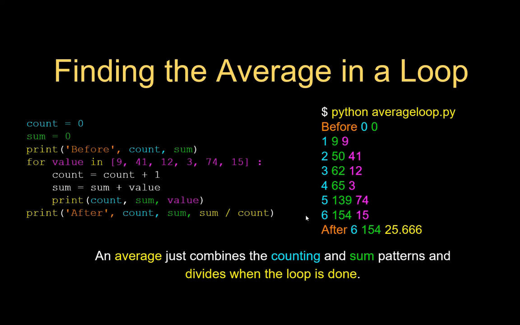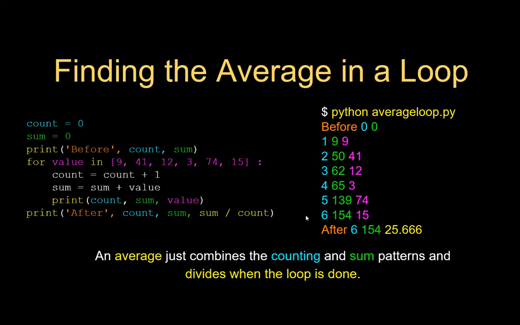So here we're going to use the loop to find the average. We're going to assign 0 to both count and sum. We're going to print before, and the value of count and the value of sum, which is 0, 0. So we will have before 0, 0.